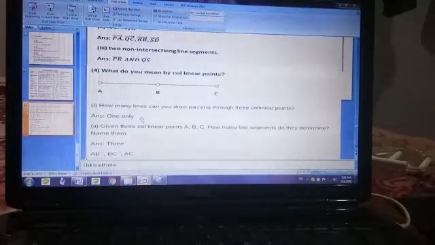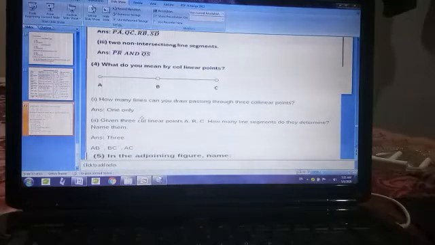How many lines can you draw passing through three collinear points? Only one line can be drawn, because as per the definition, all the points which are on the same line are called collinear points. Therefore, by joining collinear points, we can find only one line.